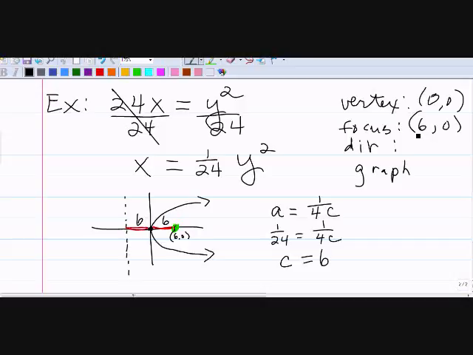Okay. The directrix is a vertical line this time. So it's an x equals line instead of a y equals line. And it's going through -6 on the x-axis, having gone left 6 from the origin. So the directrix is x equals -6.